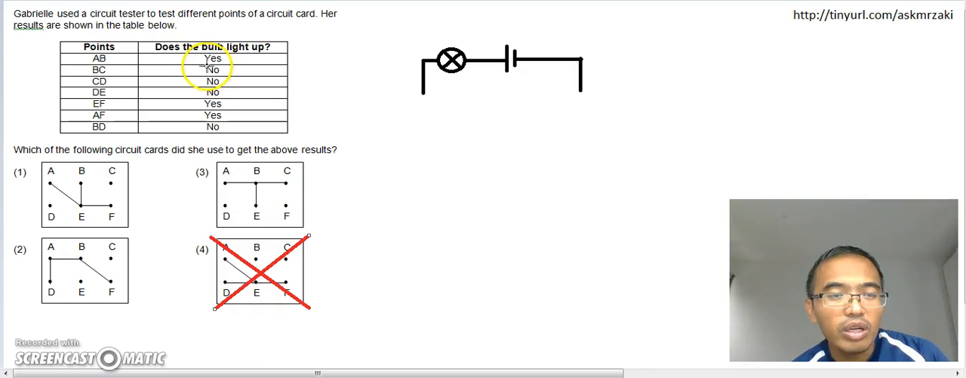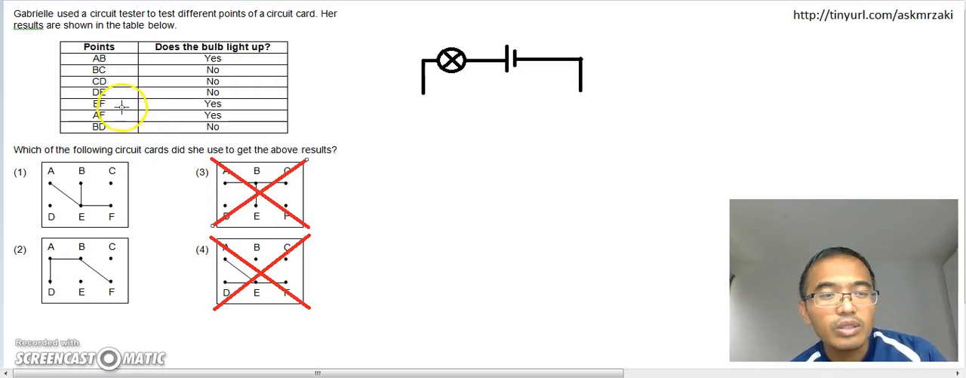B and C should not have a connection. So here B and C, there's no connection, correct? Here B and C has a connection. If B and C has a connection, that means this is wrong. See, this is a faster way to do it. Now let's look at C and D. C and D should not have a connection. No connections, correct. No connections, correct.